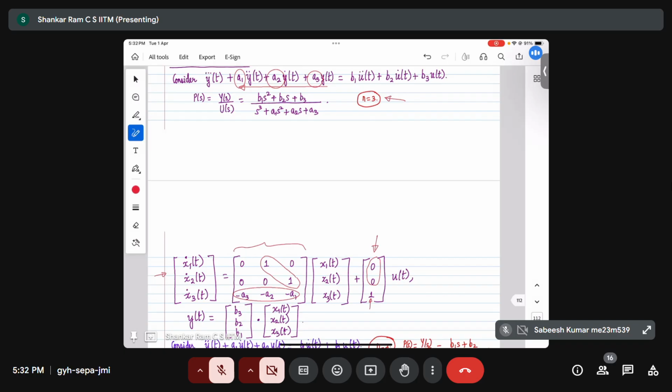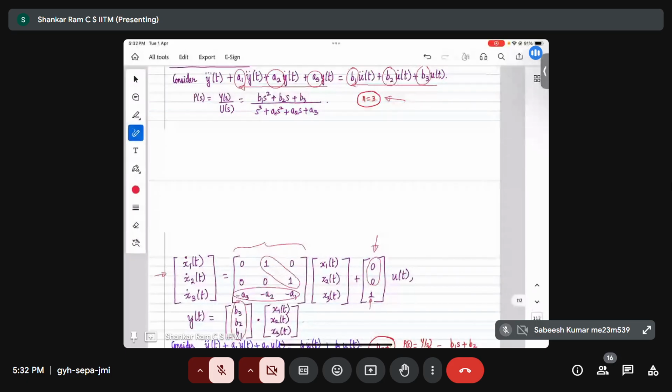And in the output equation, the output vector is written in this way. For that we look at the right hand side and start from b3, then go b2, b1, which are the coefficients of u, u dot and u double dot. Of course, now without the minus sign. We don't multiply by a minus sign here. This is what is called the controller canonical form.